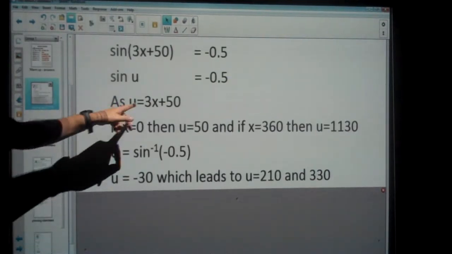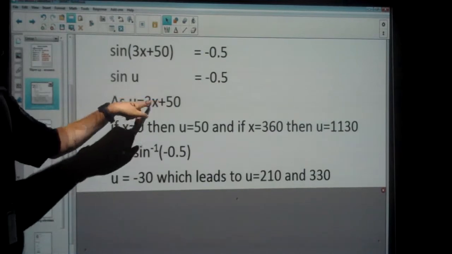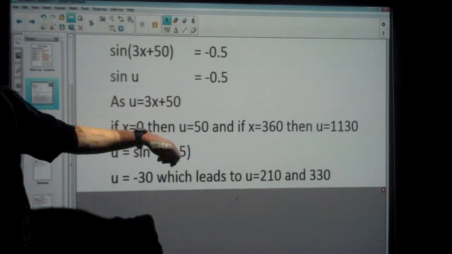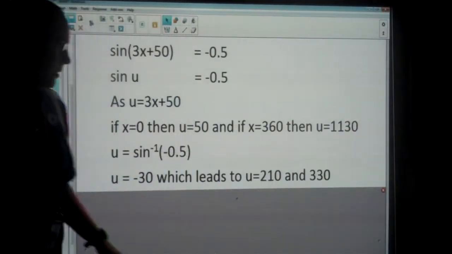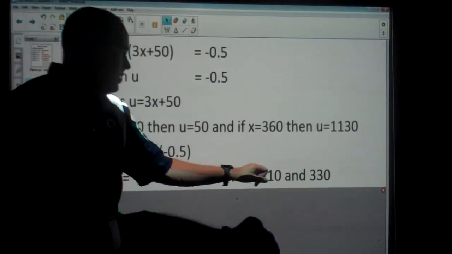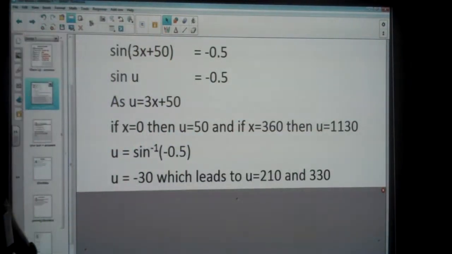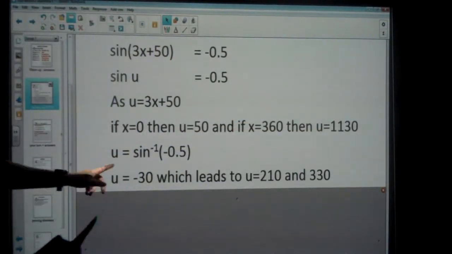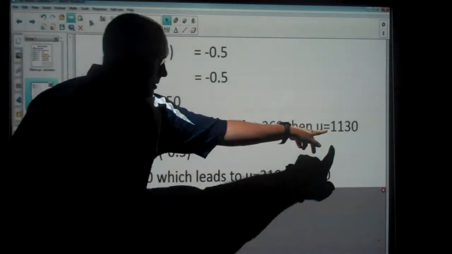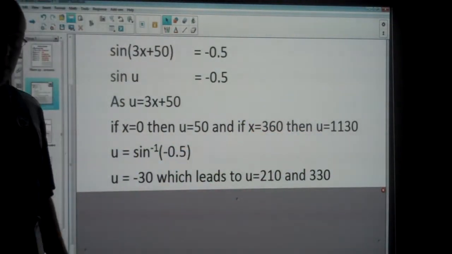So using this formula, if we plug in 0 into here, you can see that we get 50. And if we plug 360 into this formula, we get 1130. So we are going to solve this question, but we're going to solve it between 50 and 1130. So certainly negative 30 is no good. 210 will certainly fall between those two numbers, and also so would 330.